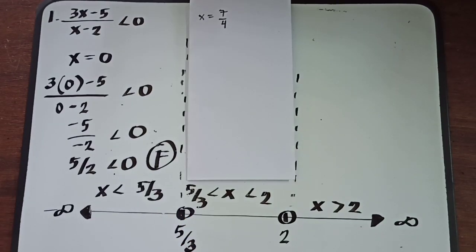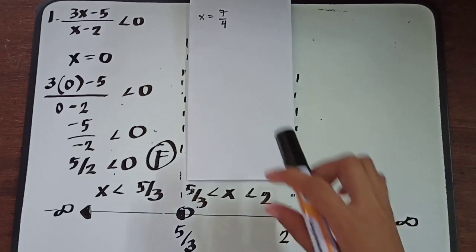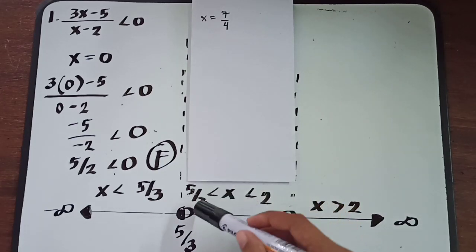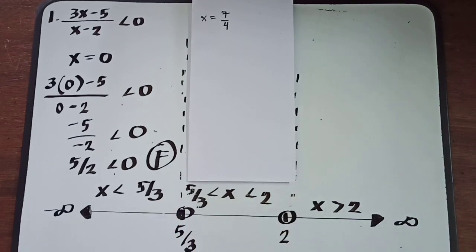Okay, so next is we're going to set a test value for this interval. So ano ba yung number in between 5/3 and 2? So ano ba yung mga numbers sa pagitan nitong dalawang to? Or ano ba yung mga numbers na pwede mo makita dito sa interval na to?